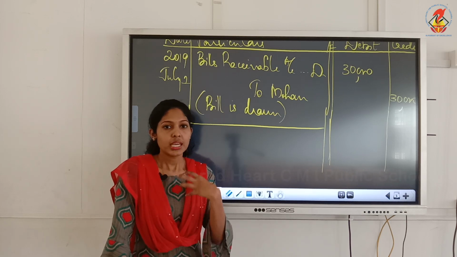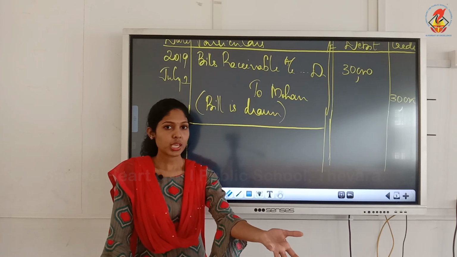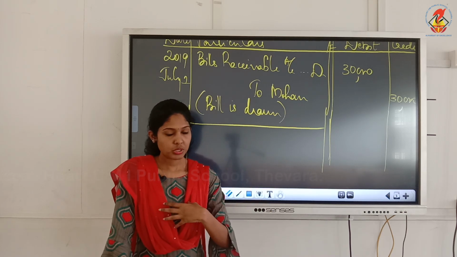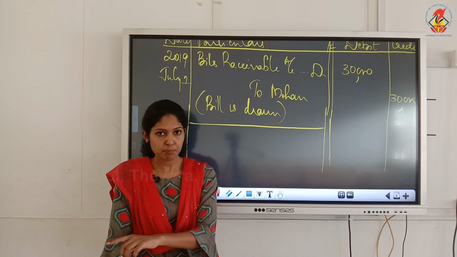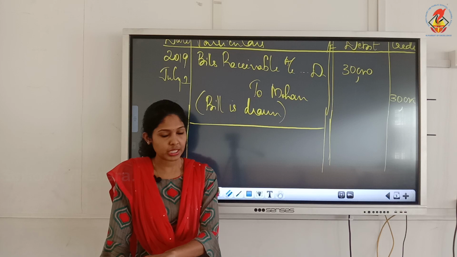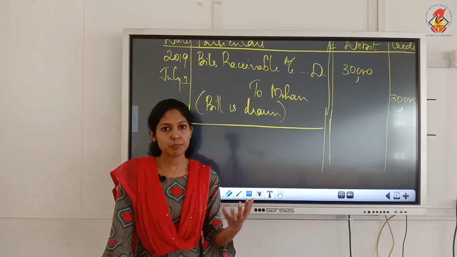What is he doing? The drawer is discounting the bill with the bank. Okay, and the bank is giving us the amount. So we are not getting anything directly from the debtor. The debtor will make the payment on the date of maturity directly to the bank. Understood? That example we discussed in the previous video.